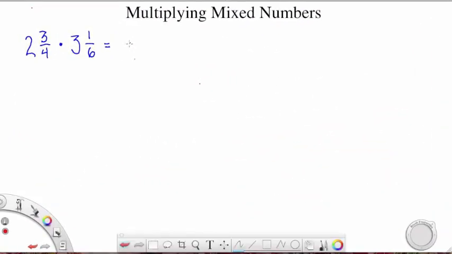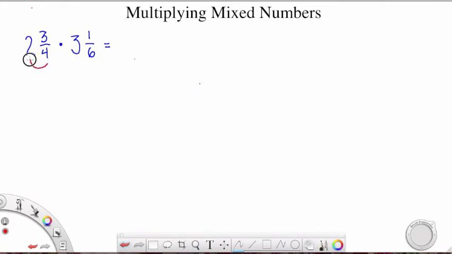Okay, boys and girls, here we have two mixed numbers, 2 3/4 times 3 1/6. What we need to do first, if we're going to multiply these two mixed numbers, is convert them into improper fractions. Right now, it would be very complicated to try to multiply these two mixed numbers. So let's use the around the world technique to change these mixed numbers into improper fractions.